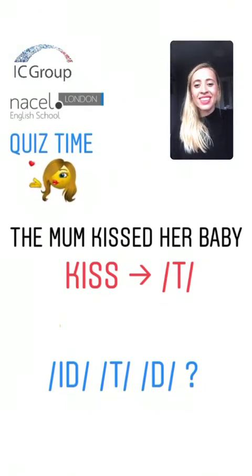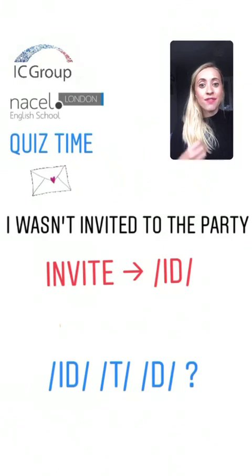Okay, and then finally number 5 is invited. Okay, invited. The final sound on invite is a T. So the answer is invited, the id sound. I wasn't invited to the party.